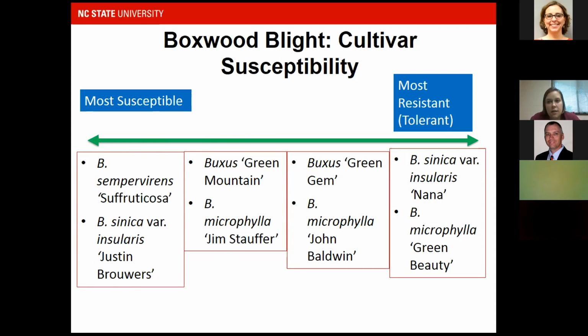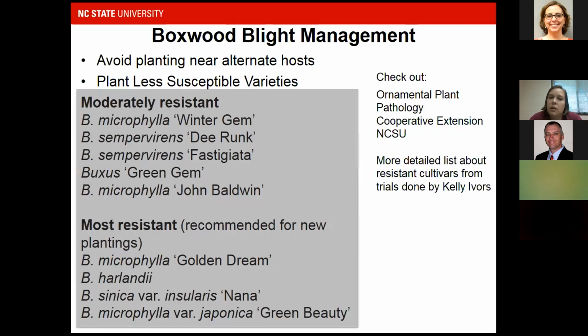So there's kind of a big scale. It's important to look into what's susceptible and what's not before people are planting, and really encourage people to plant less susceptible varieties. Here's kind of another list. As I said, you can go to the Ornamental Plant Pathology Cooperative Extension website, and you'll see a more detailed list of resistant cultivars.